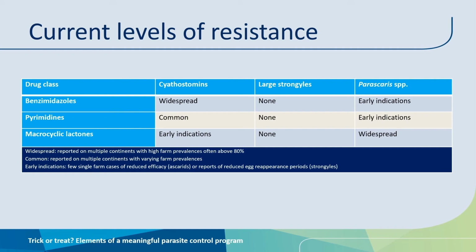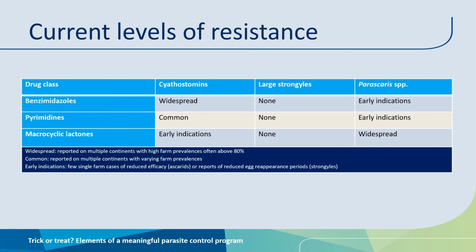And so we have resistance reported to at least one of the parasite groups to each and every drug class. So there is no drug class that's free of resistance. The pyrimidines, the pyrantel products, have been used less in countries like New Zealand and other southern hemisphere countries. So we may see less resistance to this drug class here compared to what we see in the northern hemisphere, where resistance in cyathostomins is very common.